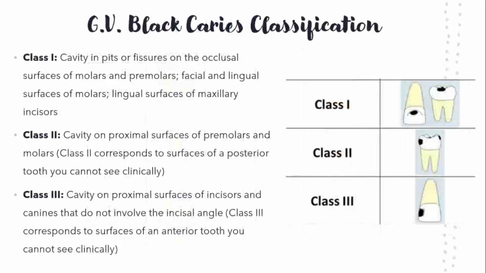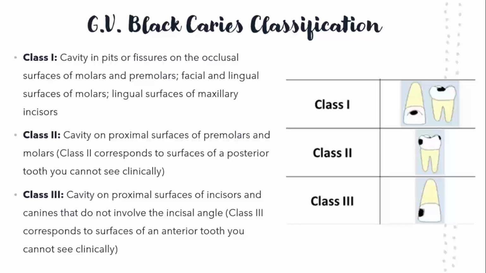Class 1 is cavity in pits or fissures on the occlusal surfaces of molars and premolars, facial and lingual surfaces of molars, lingual surfaces of maxillary incisors. Class 1 corresponds to surfaces of a posterior tooth you can clinically see, just like occlusal, lingual, and buccal surfaces. Therefore, the interproximal surfaces are not classified as Class 1.